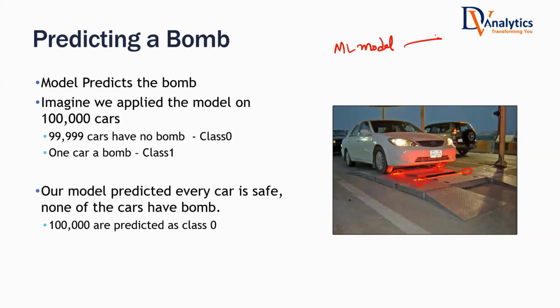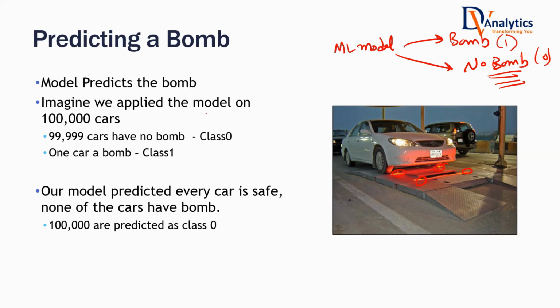This ML model will make a prediction whether there is a bomb in this car or no bomb in this car. That's what it has to predict. Now, these kind of models have to be highly accurate. Yes or no? They have to be as accurate as possible.